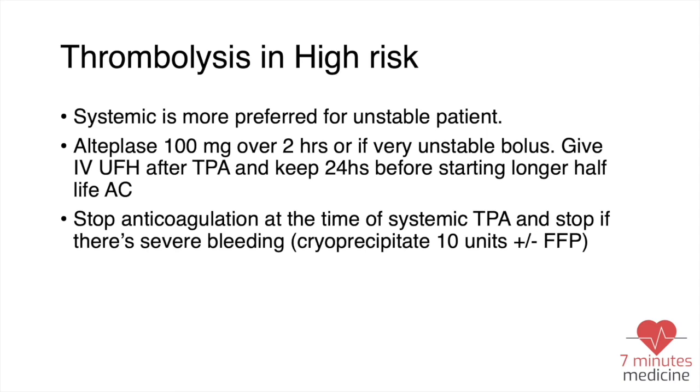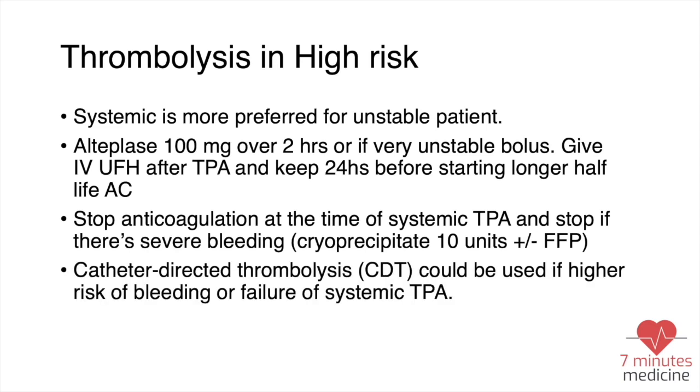We can use cryoprecipitate and fresh frozen plasma. And the catheter-directed thrombolysis can be used instead of systemic if there is high risk of bleeding or there is failure of the systemic TPA.